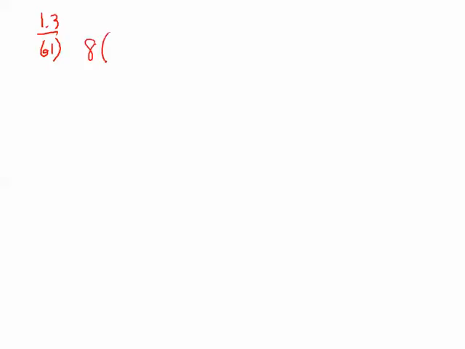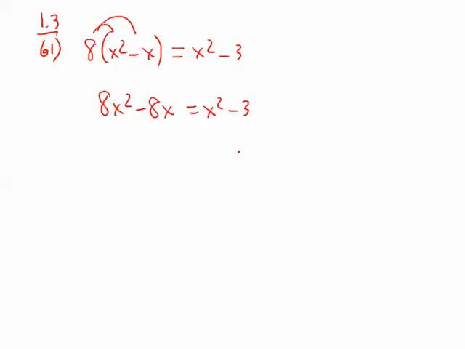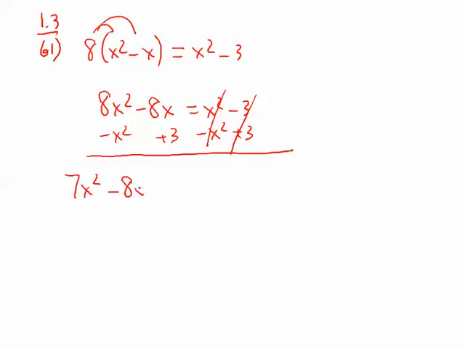Alright, 8x squared minus x equals x squared minus 3. Let's solve each equation. For this one, once I see an x squared, especially if I also see an x, I'm going to simplify everything over and set it equal to 0. That's the first step. So let's multiply through. Move everything over so that plus 3 doesn't have a like term next to it. I'm going to write it right here. So that's 7x squared minus 8x plus 3.